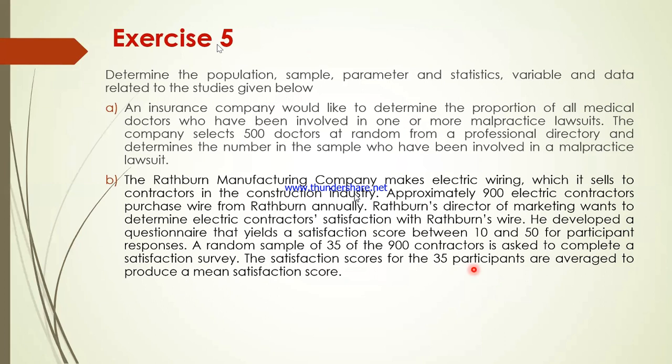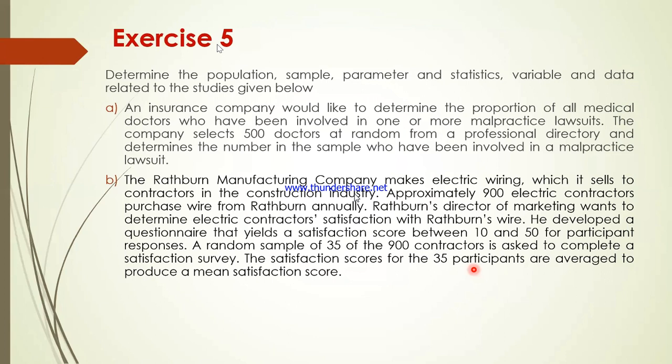Very good. 73, same answer. Average satisfaction score of 35 electric contractors who purchase wire from Rathbone Company. It's the perfect answer. Right? So here we are calculating. For the statistic, we have to connect with the sample. For the parameter, we have to connect with the population.